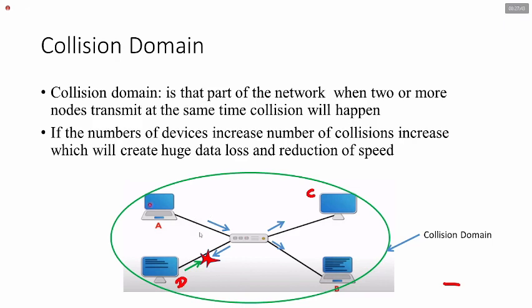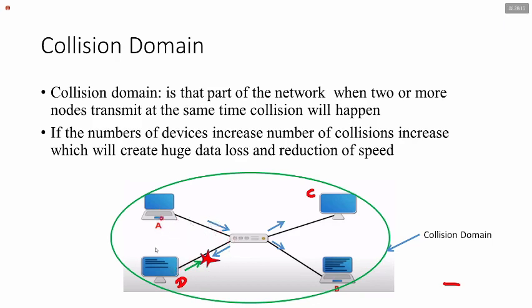So let's assume when A is trying to send a message, at the same time D is also trying to send a message, right? A's message will go to the hub and then it will get to this path, right? It will come to this cable. At the same time D will also try to send. So if A is faster than D, the two messages will collide here, or if D is faster than A, then the two messages will collide here, right?